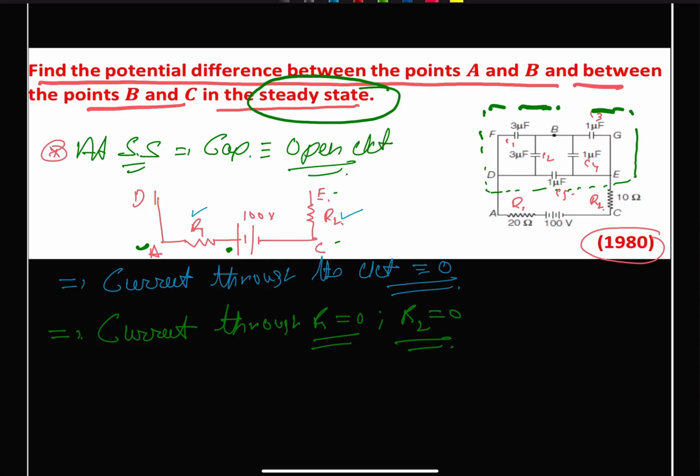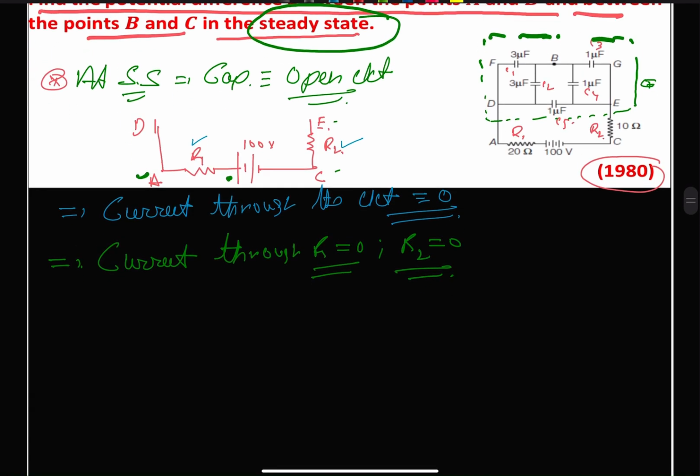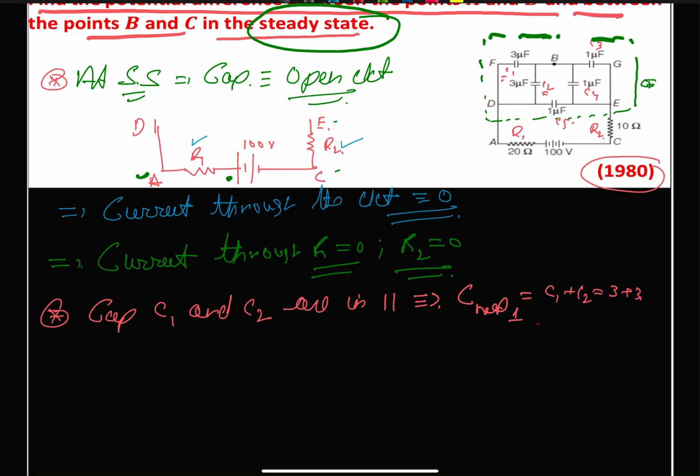So let us solve the capacitor combination. Even though the current flowing through the capacitor is equal to 0, the voltage is going to exist, which will result in the potential difference. Let us solve these capacitors. The first we need to solve are C1 and C2. These are in parallel, so C net 1 will be equal to C1 plus C2, which comes as 3 plus 3, giving us 6 microfarad.